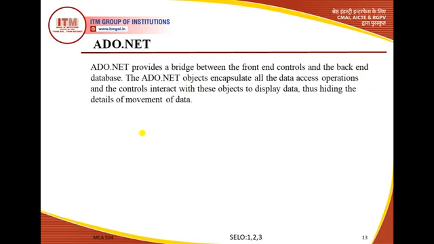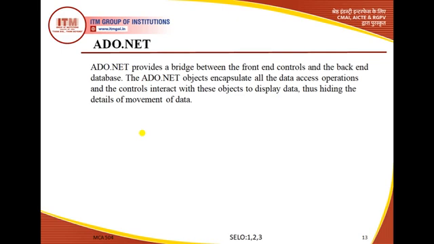Now we will come upon ADO.NET. What is ADO.NET? The full form is ActiveX Data Objects. Basically ADO.NET is responsible for providing a bridge between the front-end controls and the back-end database. The ADO.NET objects encapsulate all the data access operations, and the controls interact with these objects to display the data, thus hiding the details of the movement of data. So basically ADO.NET is a database connectivity provision provided in this .NET framework architecture.